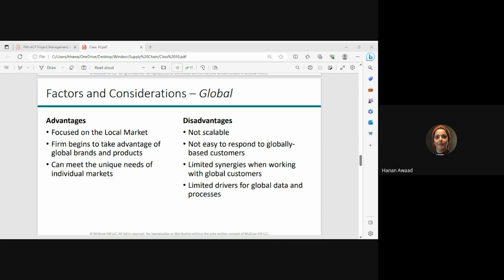So we have efficient resource utilization, of course. We benefit from the global learning and innovation. But again, the coordination is too complex. The market uniqueness and the differences between markets add layers of complexity.